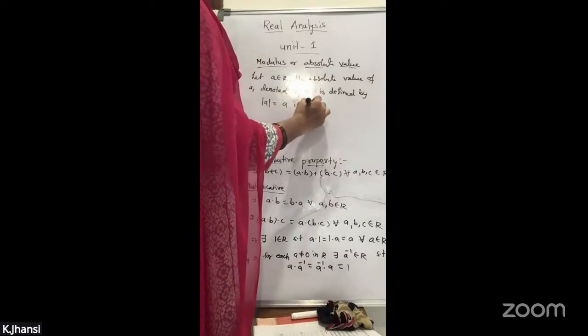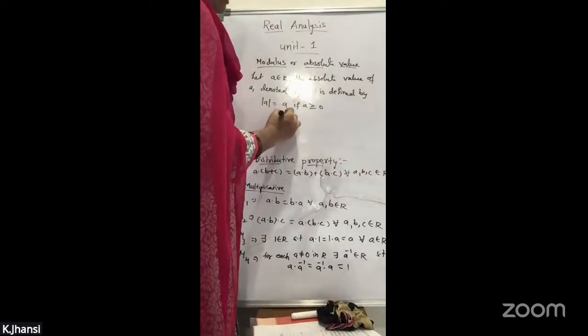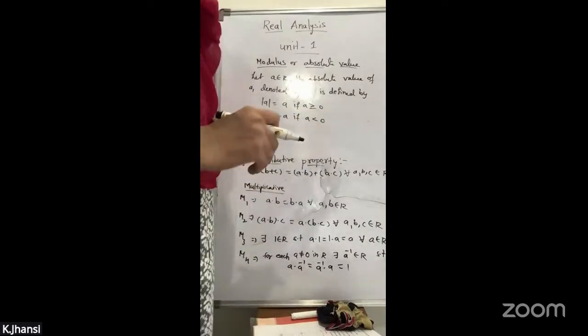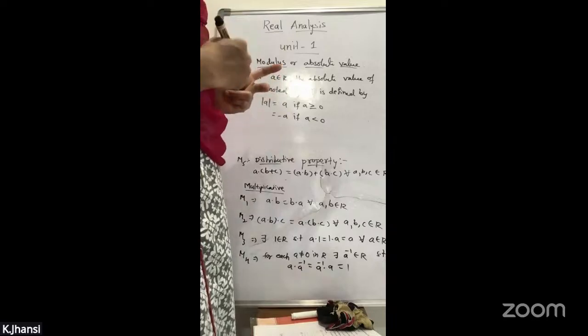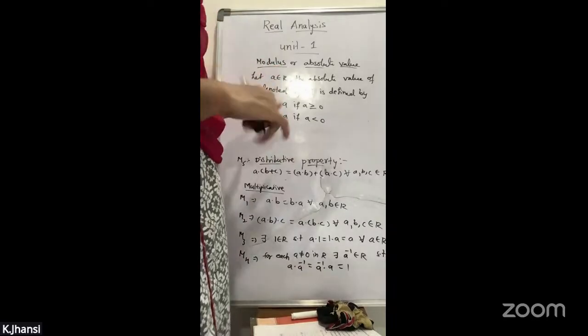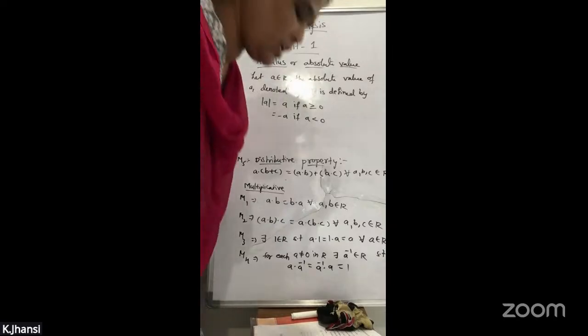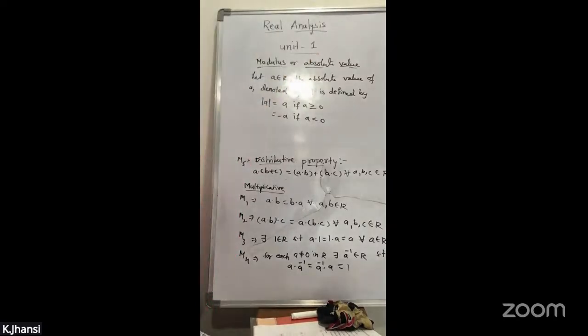if A is greater than or equal to 0, and it is equal to minus A if A is less than or equal to 0. Okay. You should know this condition while solving theorems and also problems. In unit 4 we have problems, no? There, whenever we take the modulus or absolute value of any element, if it is a positive element, it is greater than or equal to 0, and if it is a negative element, it is less than 0. Okay.